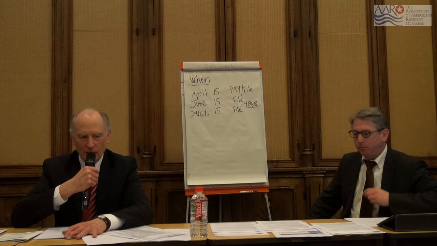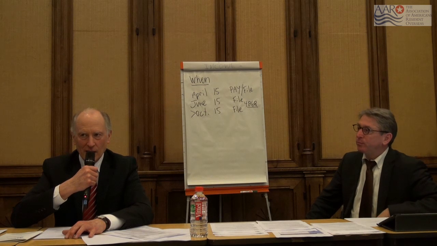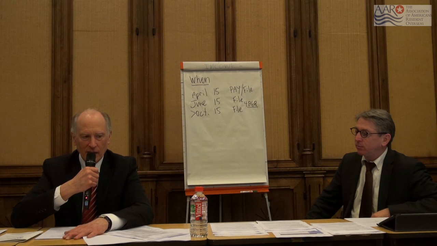And then if you get to June 15th and you still haven't paid, the late paying penalty starts running. And if you haven't filed an extension or filed your return by June 15th, the late filing penalty starts running also. So basically, if you've got a balance due from 2012 and it's not paid by April 15th, interest starts running. And the penalties don't start running until June 15th.